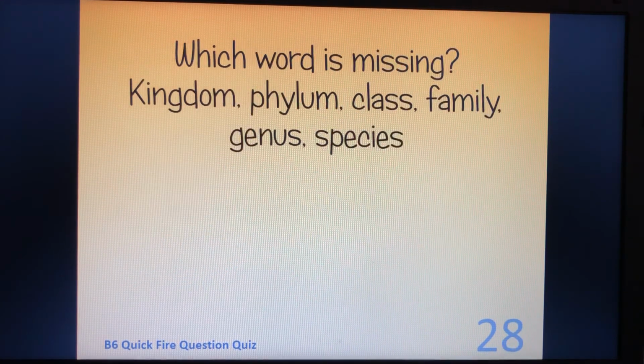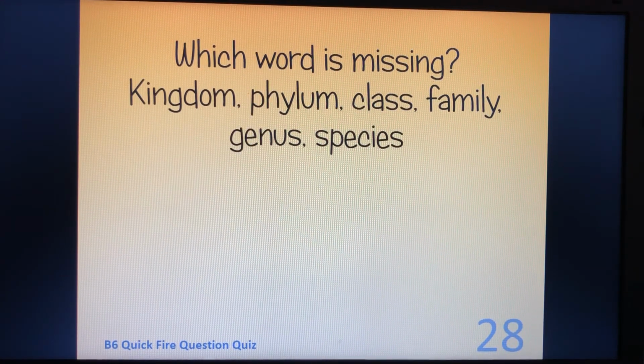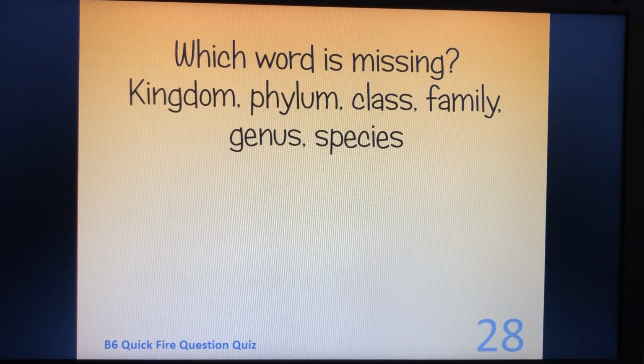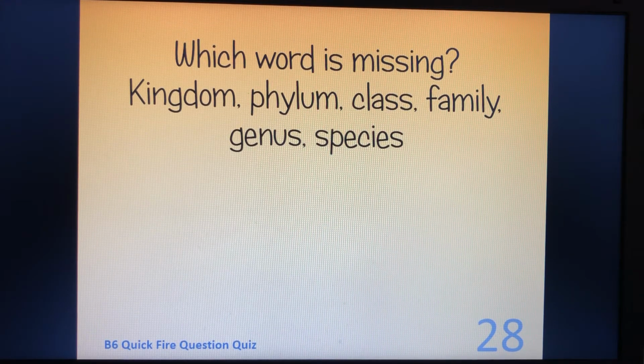Question 28. Which word is missing? Kingdom, phylum, class, family, genus, species. Which word is not present that should be? And the answer is order. If you remember our phrase, King Philip came out for good soup, it's the out that's missing and the word is order.